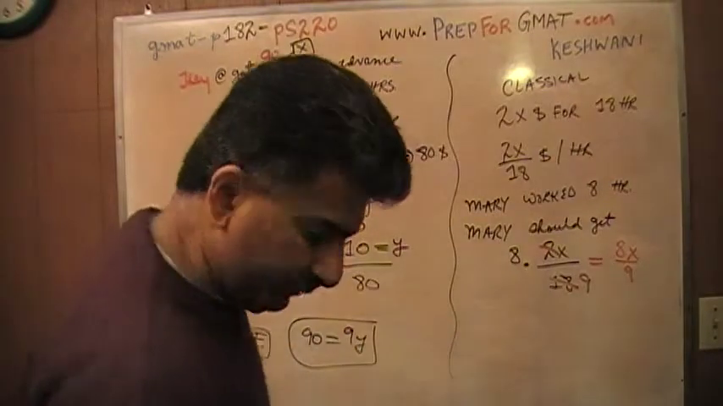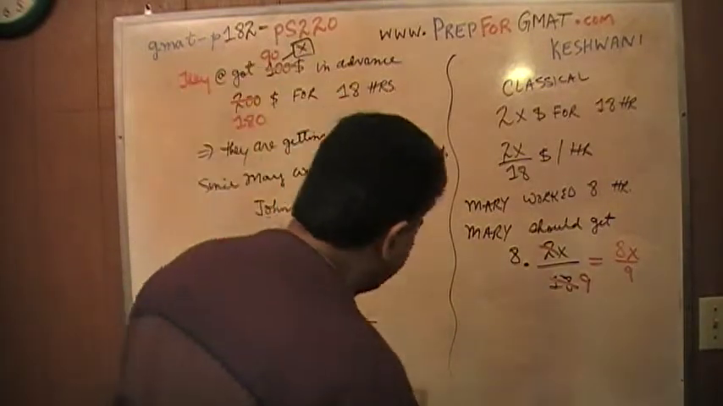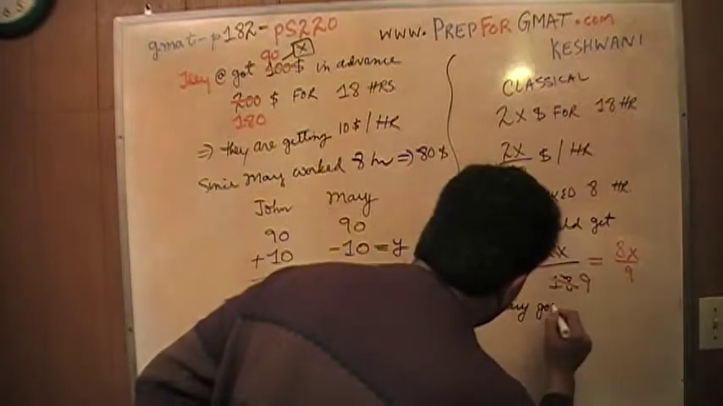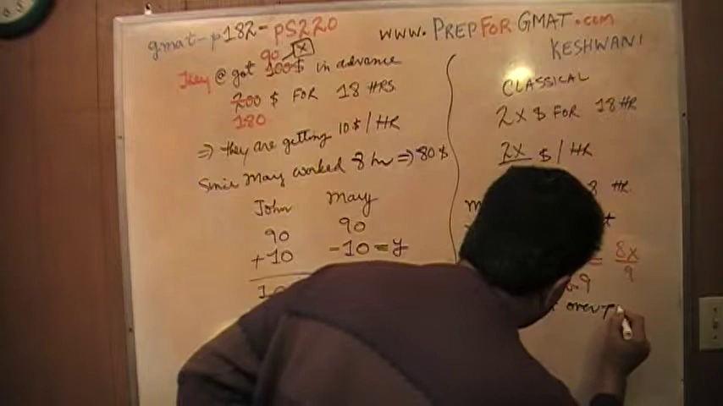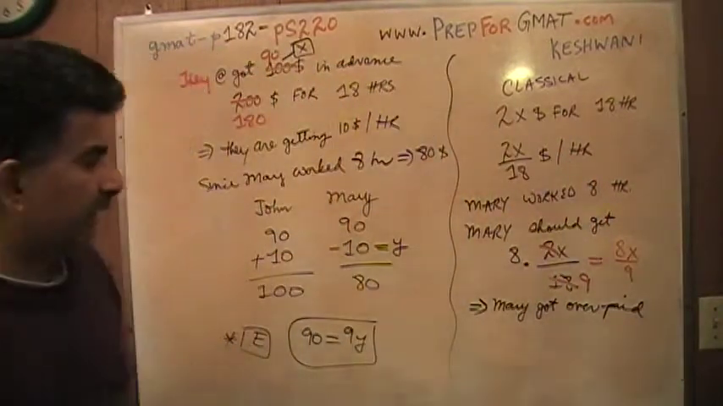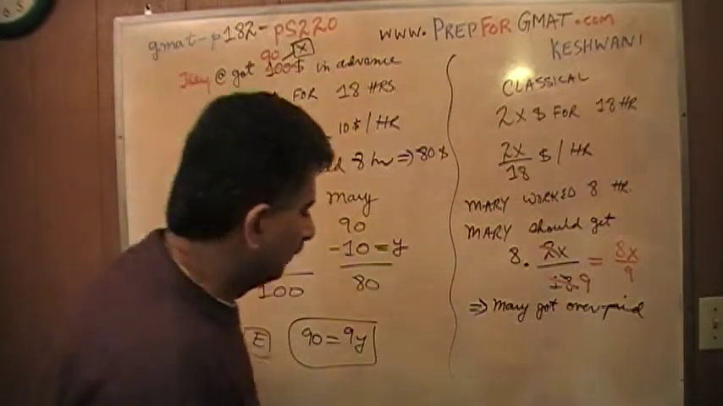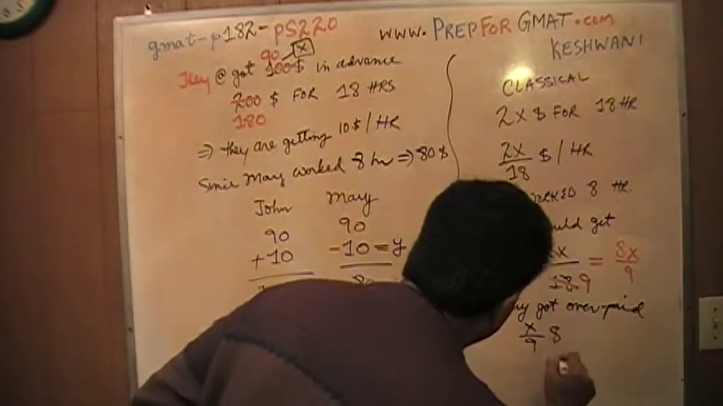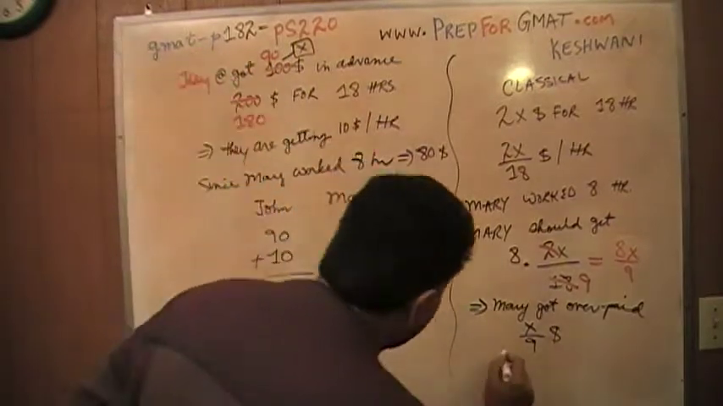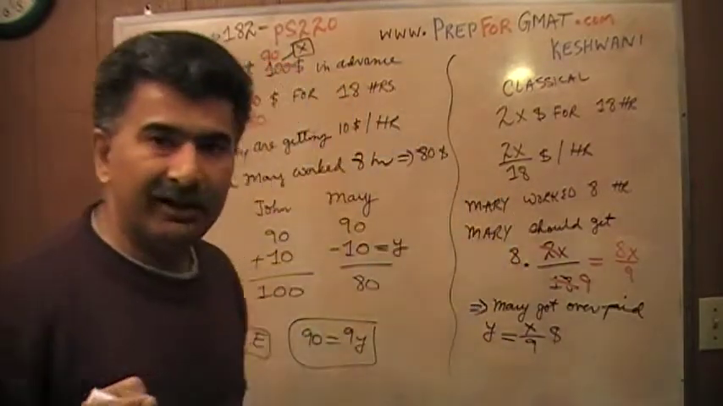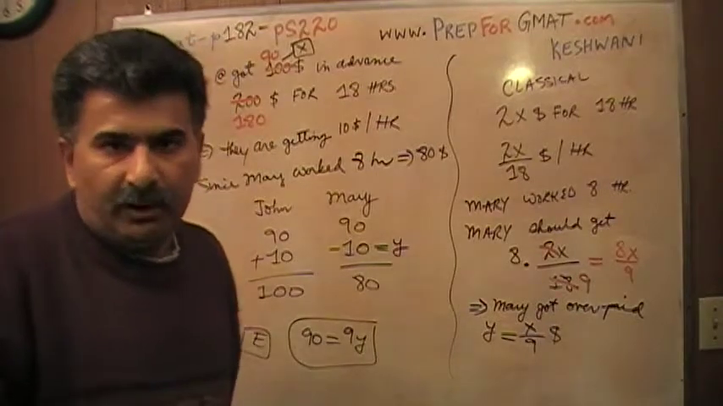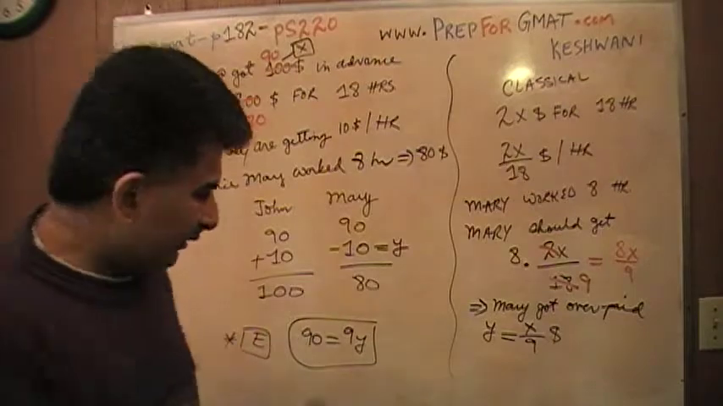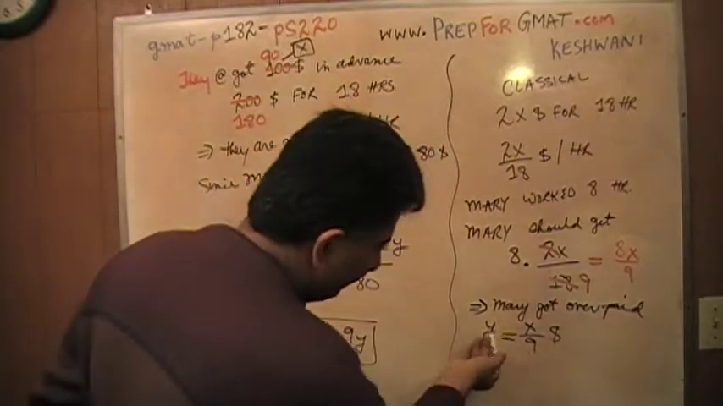So that implies that Mary got overpaid. I'm not sure if overpaid is hyphenated or not. Mary got overpaid x over 9. That's it, which is what they're calling Y. The amount of money that Mary has to give back to John because she was overpaid that amount. She has to give it back to John because that money actually belongs to John, and they're calling that Y. Therefore, Y equals x over 9. This is your answer.